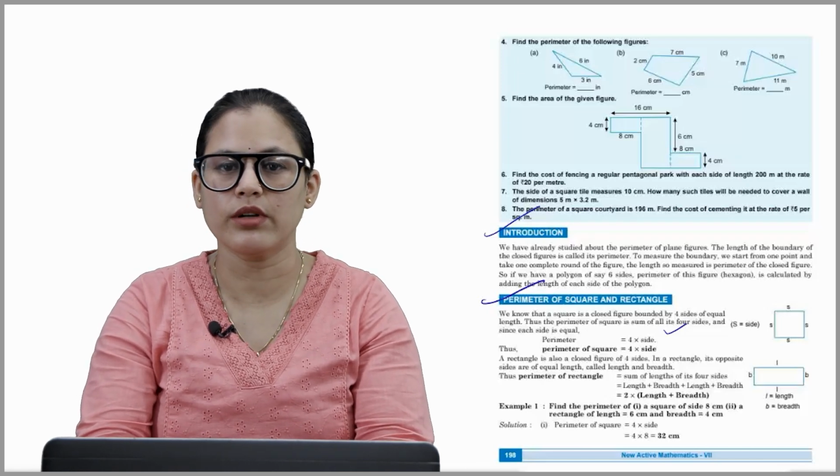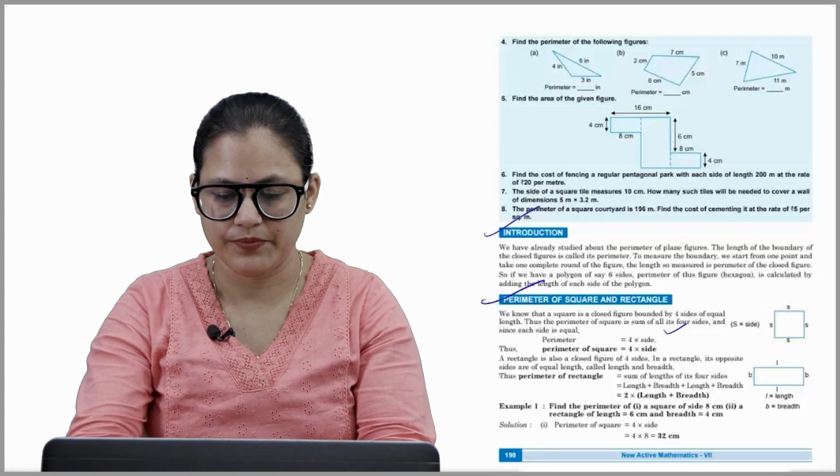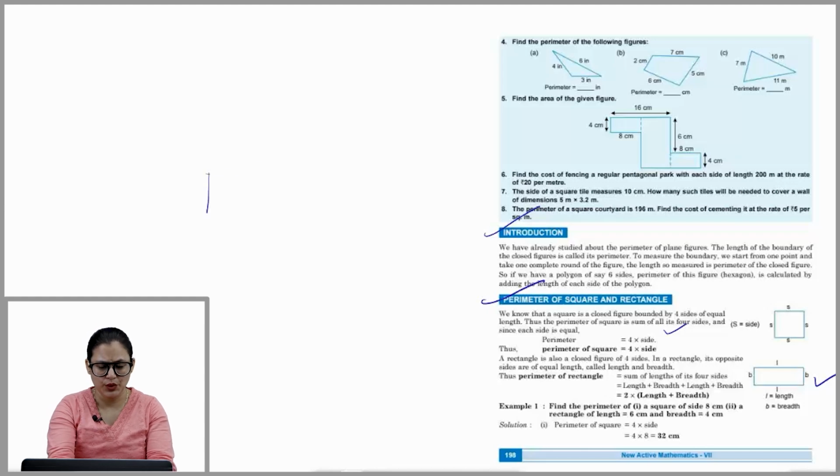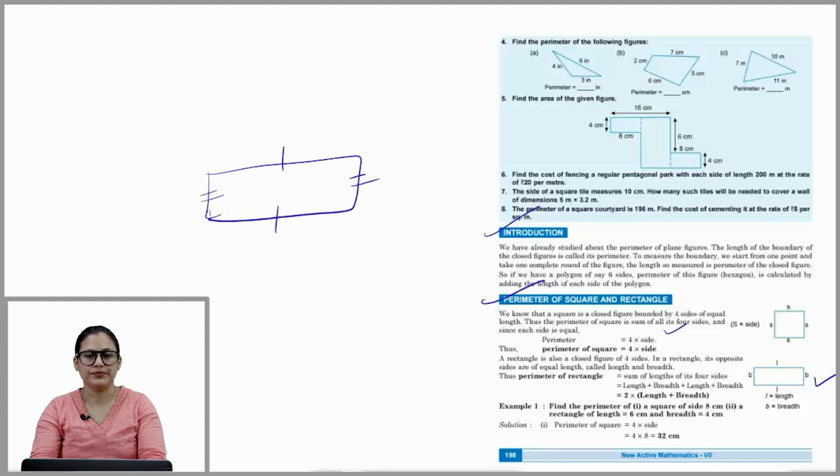A rectangle is also a closed figure of 4 sides. Okay, and in a rectangle, its opposite sides are of equal length, called length and breadth. You know very well that opposite sides in a rectangle are equal to each other. So, the perimeter of rectangle is sum of lengths of its 4 sides, that is length plus breadth plus length plus breadth, that is 2 into (length plus breadth).